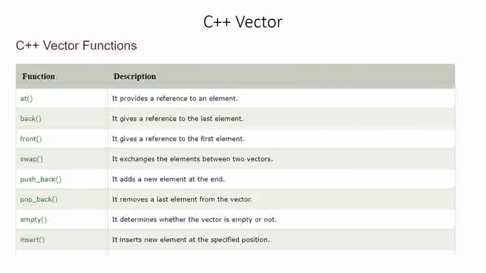Push_back, in the last program we used the push_back function. It adds a new element at the end of the container, that is vector. Empty determines whether the vector is empty or not. Insert inserts the new elements at the specified location or position. So friends, there are 20 to 25 different types of functions provided by the vector.